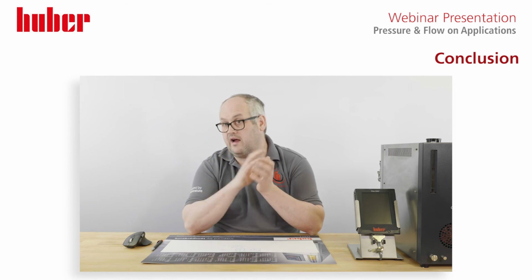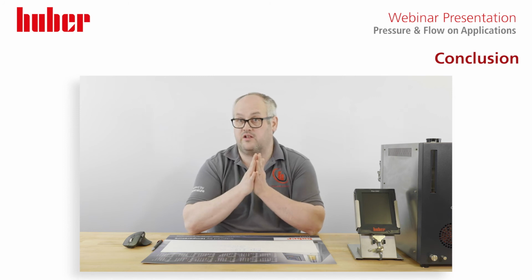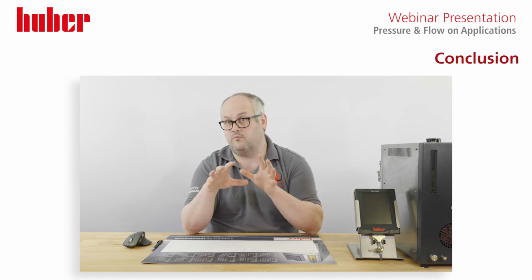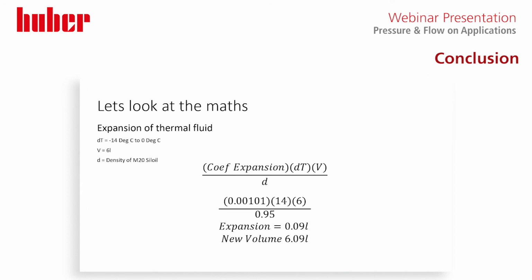In our reactor sizing webinar, we went through our calculation of expansion of thermal fluid. It's a quite simple formula, and I've simplified it even more here. So it's essentially the delta T. We're going from -14 to 0. We've got a volume of 6 litres, and the density of this silicone oil is about 0.95. So what this means is, going from -14 to 0, our silicone oil will expand from 6 litres to 6.09 litres. So we're not even seeing 100 mil expansion in our thermal fluid here. So bear that in mind.